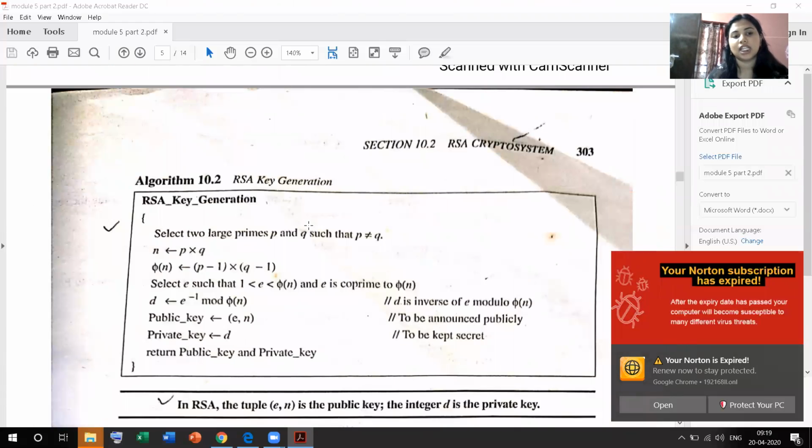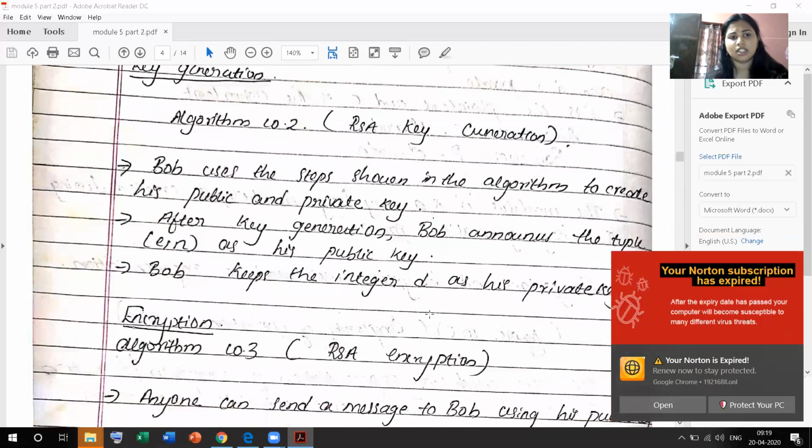The algorithm is RSA key generation. Select two large prime numbers P and Q such that P is not equal to Q, where n is obtained by P times Q. Phi of n is equal to (P minus 1) times (Q minus 1). Using this, we can obtain D, which is the inverse of E modulo phi of n, that is E raised to minus 1 mod phi of n. The public key is the tuple E comma n, and the private key is D. That is the key generation algorithm.